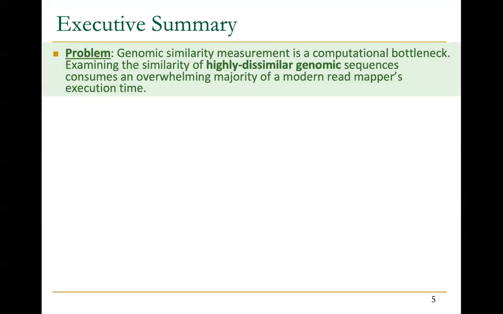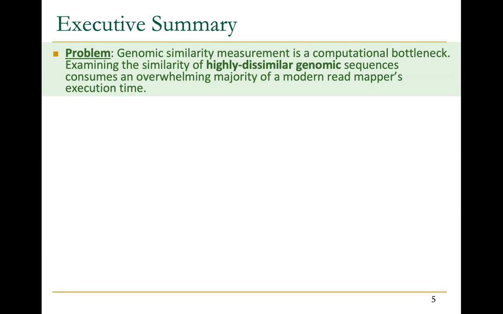Okay, so what is the executive summary? The problem is that genomic similarity measurement is a computational bottleneck, so it's really expensive. We would like to solve this expensive problem, and the challenge is that we cannot replace this expensive algorithm with something inexpensive, but rather we can reduce the number of times we use it.